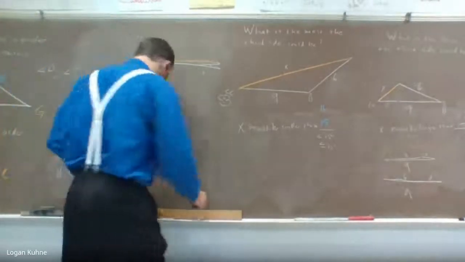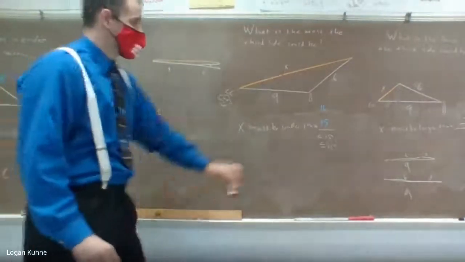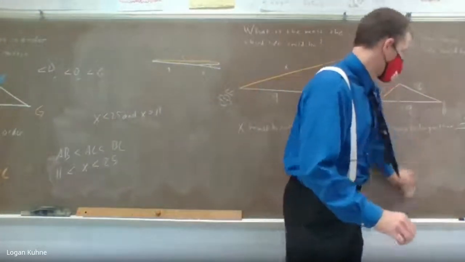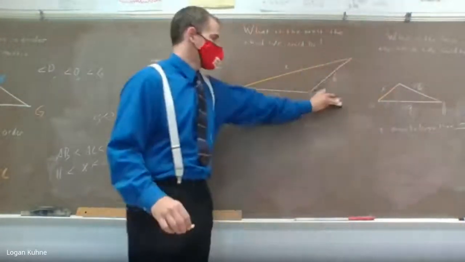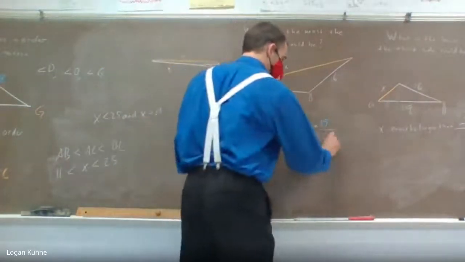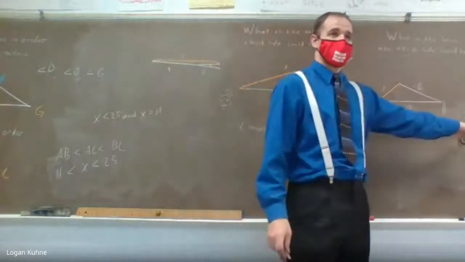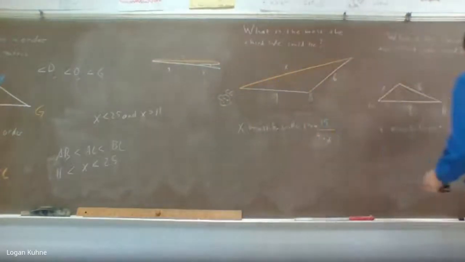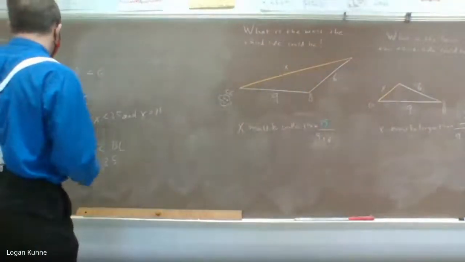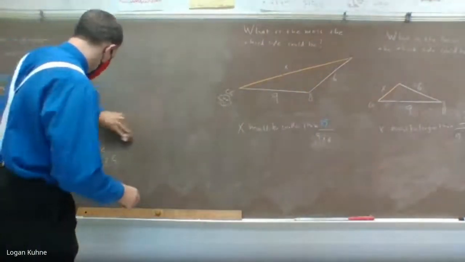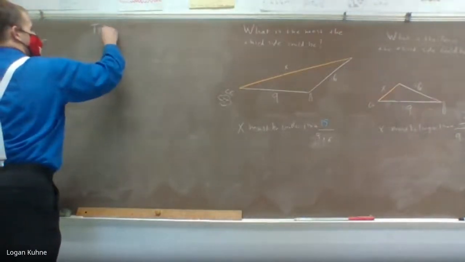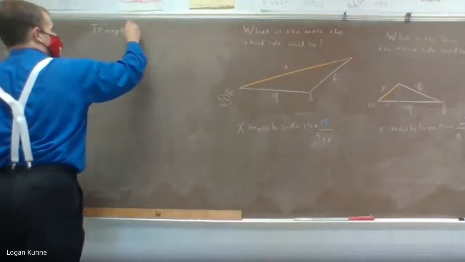You have just discovered the triangle inequality theorem. How did we get 15 right here? It was 9 plus 6, right? How did we get 3? Okay. The triangle inequality theorem is this. This is the big idea for today. Put this in your notes.